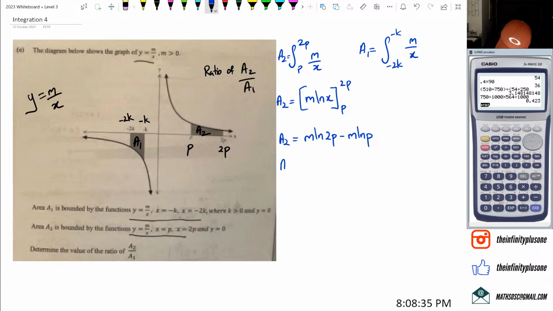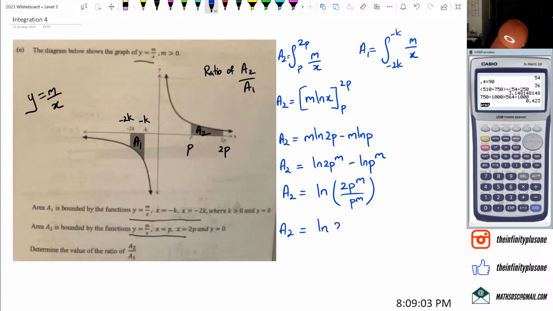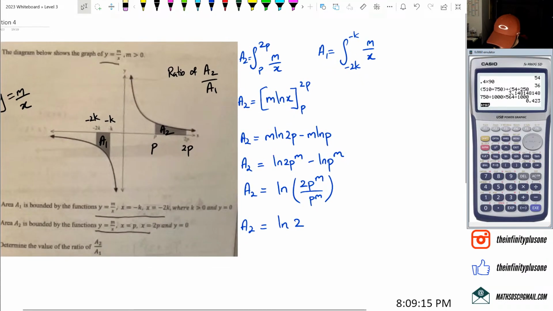So I could rewrite this as a2 is equal to ln of 2p to the power of m minus ln of p to the power of m, because remember how the powers actually come in front of the logs. Then I could do log divide, so a2 is equal to ln of 2p^m divided by p^m, and when I get that, a2 is equal to ln of 2. I'm worried about this. I could be completely wrong, but anyway, let's just see what happens if I do the other version for a1.